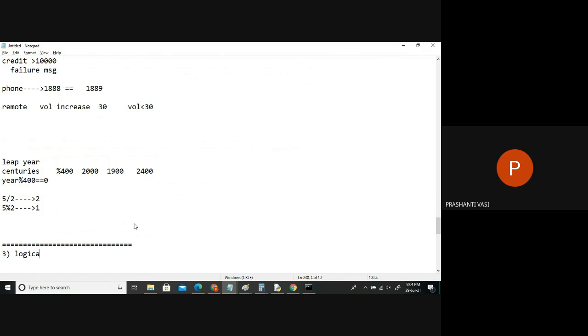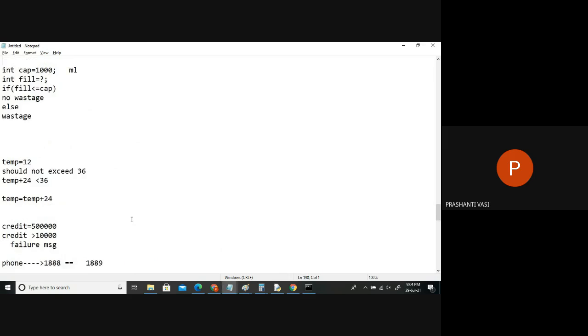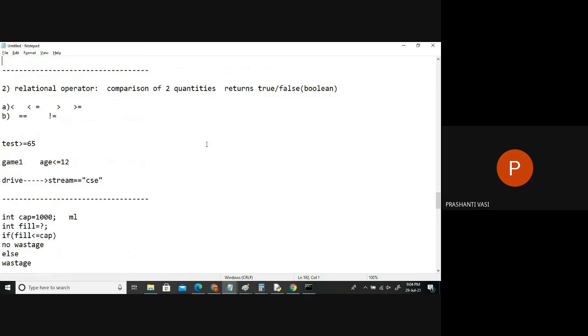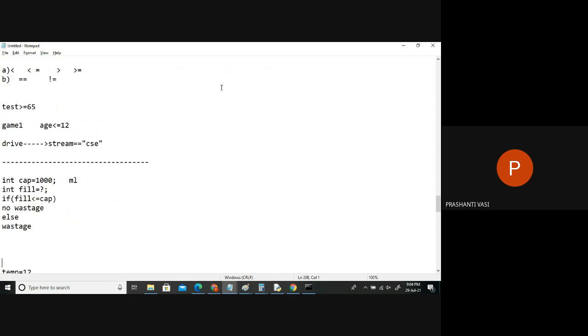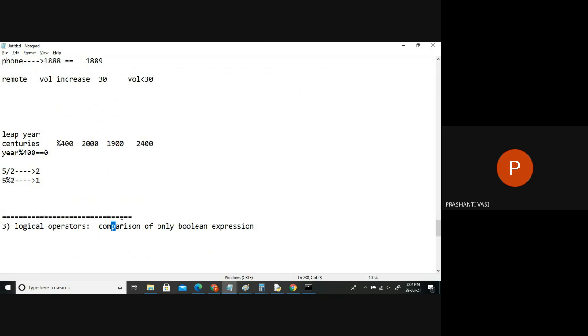Third one is logical operators. Logical operators are also used for comparison, but comparison of only Boolean values. It will only talk about the comparison of Boolean expressions, not normal values. The comparison operator was comparing any information but of similar data type. Two quantities of exactly the same type of data. So two numbers can be compared, two strings can be compared, two floats can be compared. But in the logical operators, which data are we going to compare? Boolean data. And how are we going to generate the Boolean data generally?